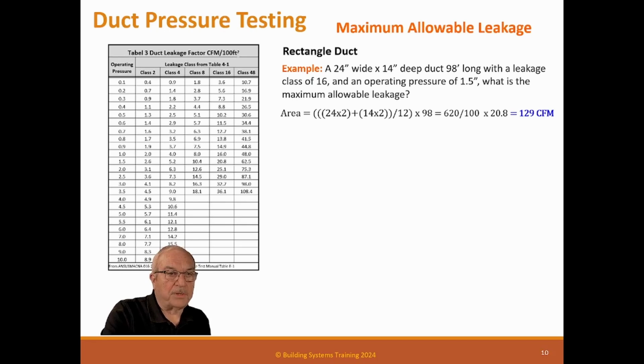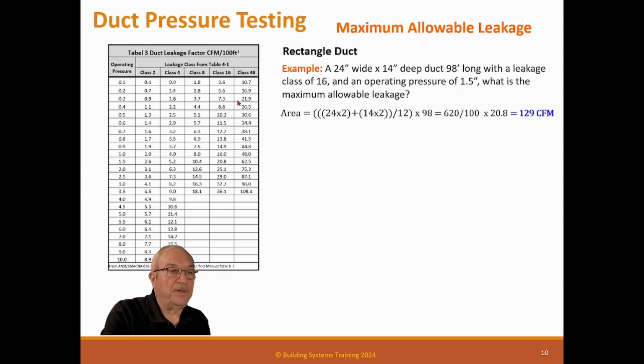Okay, so we have this rectangular duct. We found out what the class is. Now we look at this table over here, and we have a class 16, which is here. We have 1.5 inches here, so the factor is 20.8. So the area is 24 times 2 plus 14 times 2, divided by 12 to get it in feet, times 98, which is 620 square feet.